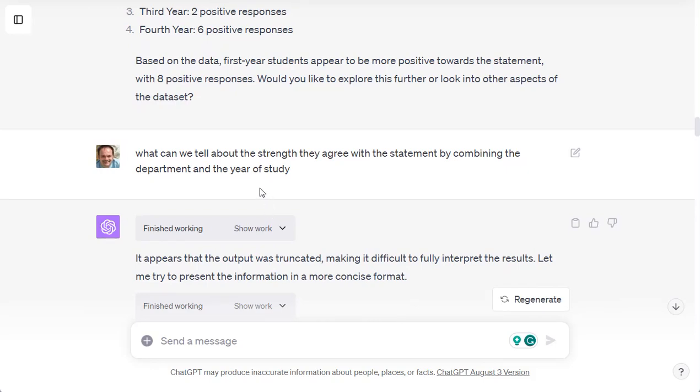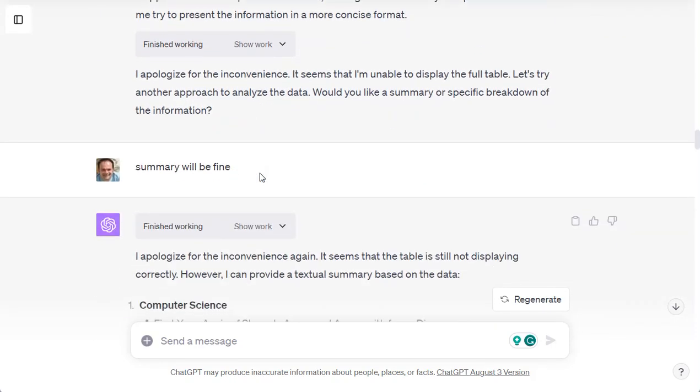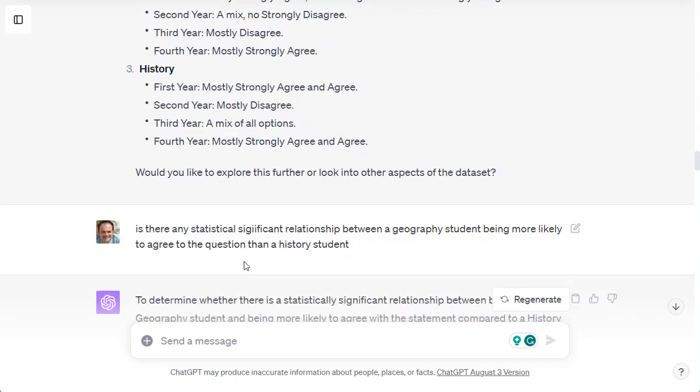And what happens if I try and combine the two? So year of study and by department. And it goes off and it starts to trundle through. And this time it gives me some textual summary information, not a chart. It just starts to say, well, computer science first year, second year, third year, and I can start to see that third years mostly strongly disagree in computer science. They mostly strongly disagree in geography, and we have mixed opinions in history. So I can start to look at some analysis by year of study and department.